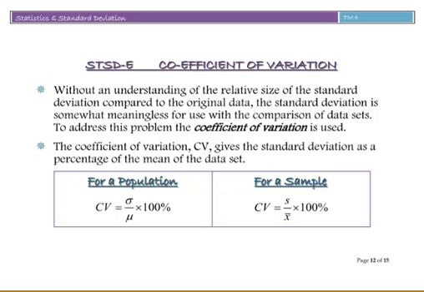Okay, if you wanted to, you could stop the video now and go and do some exercises in the textbook, but I'm going to do one more thing so then you can go and practice it all. So coefficient of variation. Now without an understanding of relative size of the standard deviation compared to the original data, the standard deviation is somewhat meaningless for use with a comparison of data sets. Now to address this problem, we use a coefficient of variation. Now the coefficient of variation, or CV, gives the standard deviation as a percentage of the mean of the data set. And you can see that here. So it's standard deviation over the mean times by 100.